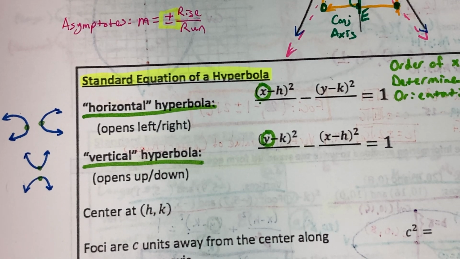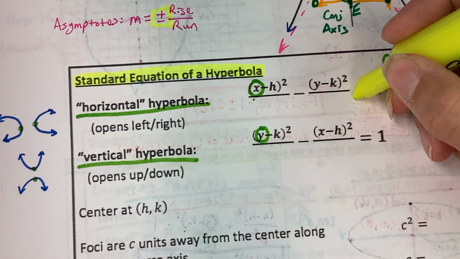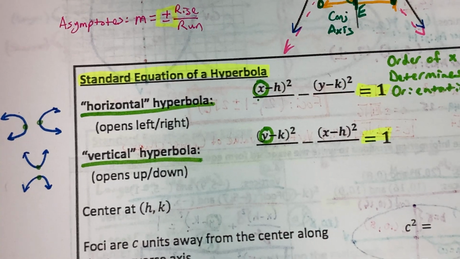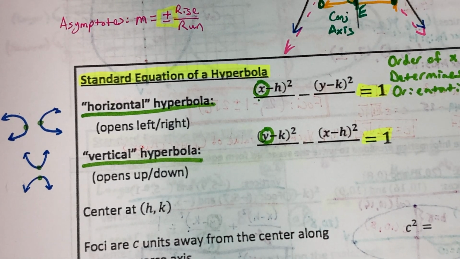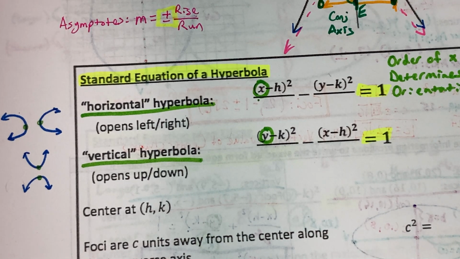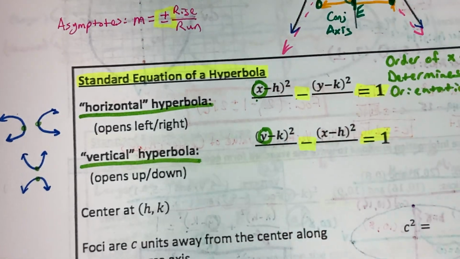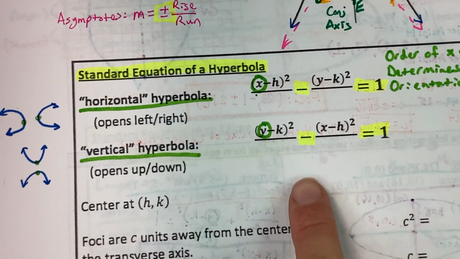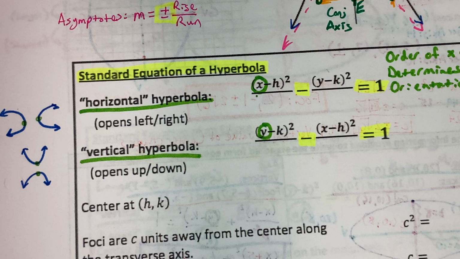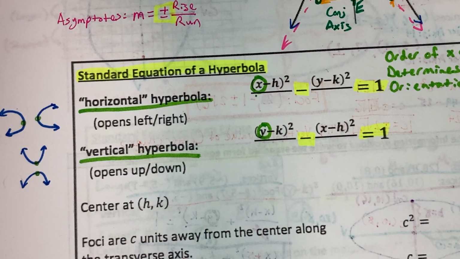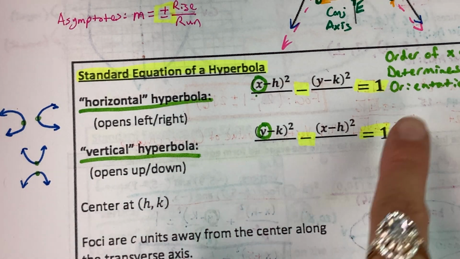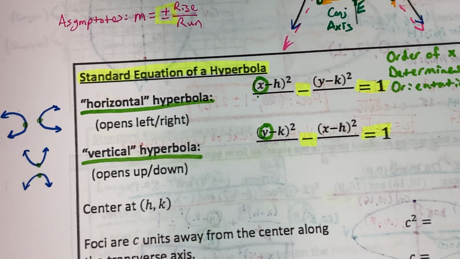The next thing that I want you to note about the standard equation for a hyperbola is similar to an ellipse. Both of these equations have equals 1 on the end. So the circle has equals r squared. Both an ellipse and a hyperbola have equals 1. The other thing that's interesting about a hyperbola is that instead of having a plus in between the fractions, our hyperbola has a minus. So again, similar to an ellipse, but very different in how it looks and how we determine some of these key features.